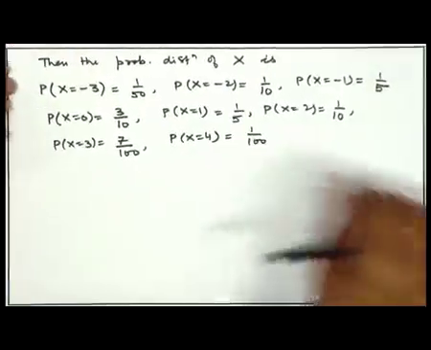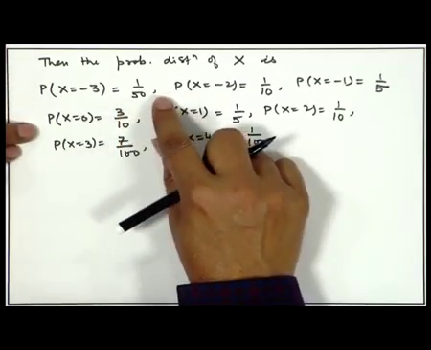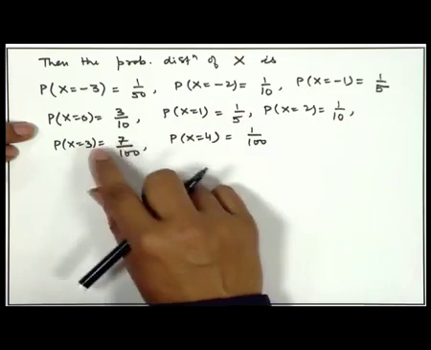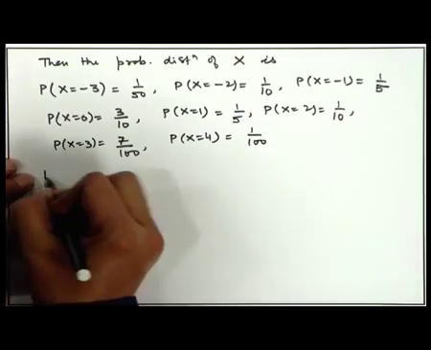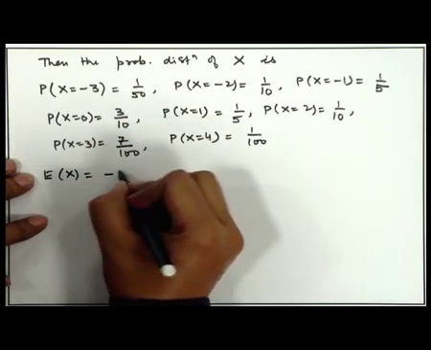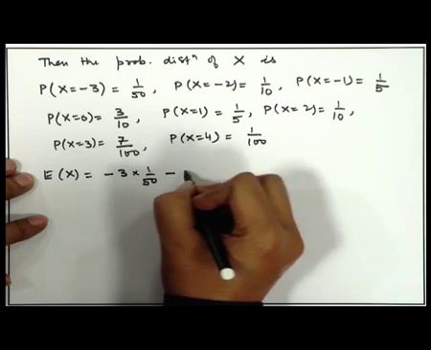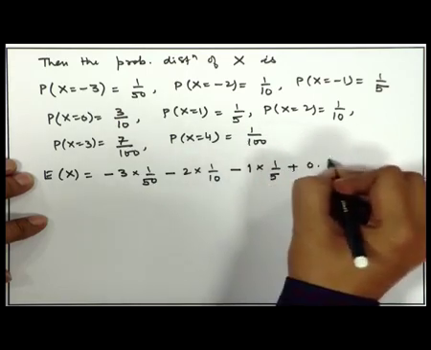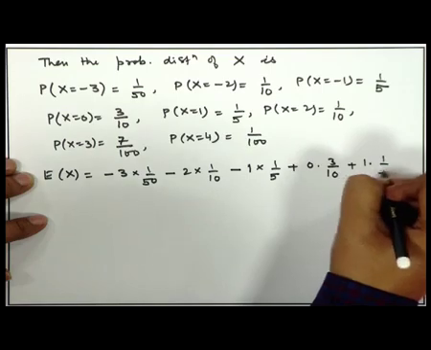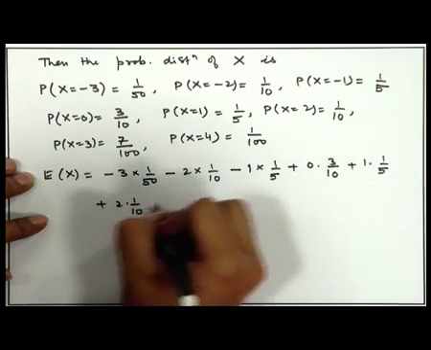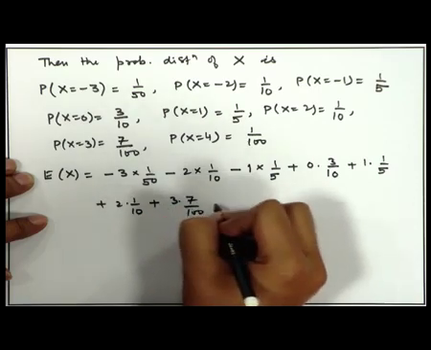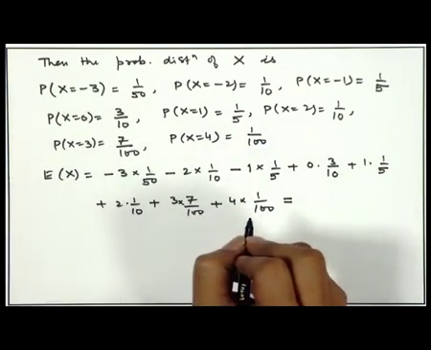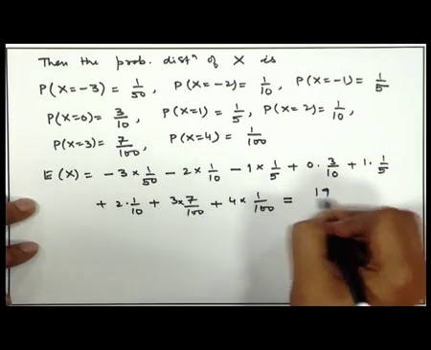So, we have obtained the probability distribution of x. It is taking values -3, -2, -1, 0, 1, 2, 3 and 4. So, expectation of x is nothing but -3 into 1/50, -2 into 1/10, -1 into 1/5, plus 0 into 3/10, plus 1 into 1/5, plus 2 into 1/10, plus 3 into 7/100, plus 4 into 1/100. So, we can easily evaluate this, it is equal to 19/100.